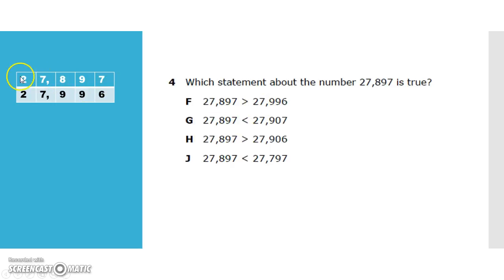I can look at my place values and then determine at the hundreds place I have 8 hundreds and 9 hundreds. And so I know that 27,897 is actually less than 27,996. So this would not be correct. You can use this same way to look through answer responses G, H, or J, or another method to help you solve this. Take time now to mark your answer independently.